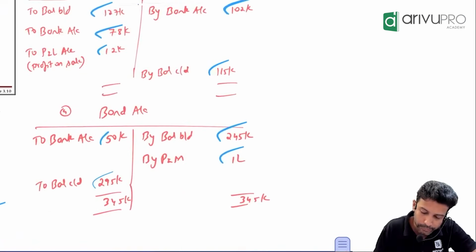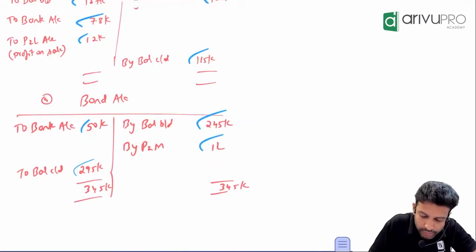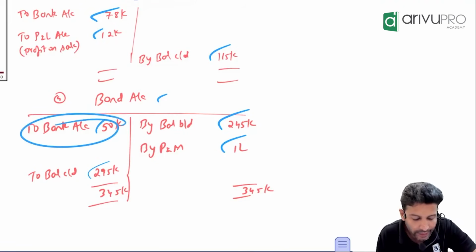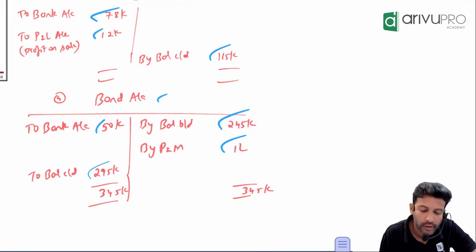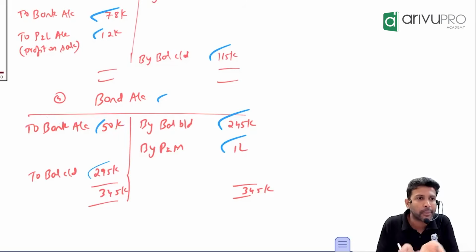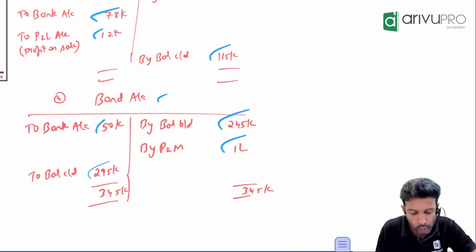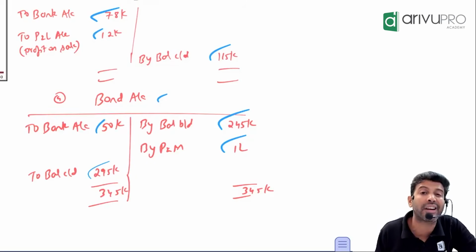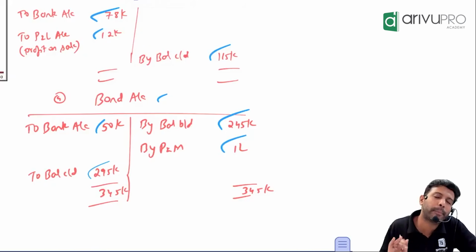Next, bond. All the components are ticked off. Now we will push. This is to bank. To bank means when you're crediting bank, means inflow or outflow? Outflow. This is bond issued or bond repaid? Bond repaid, what activity?